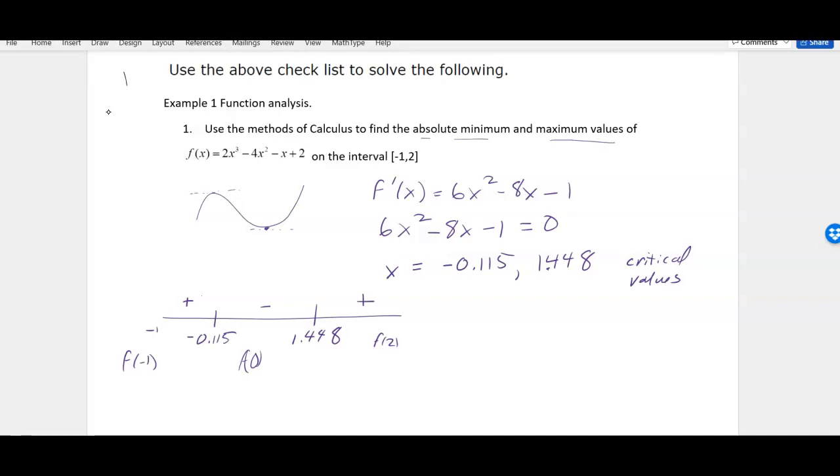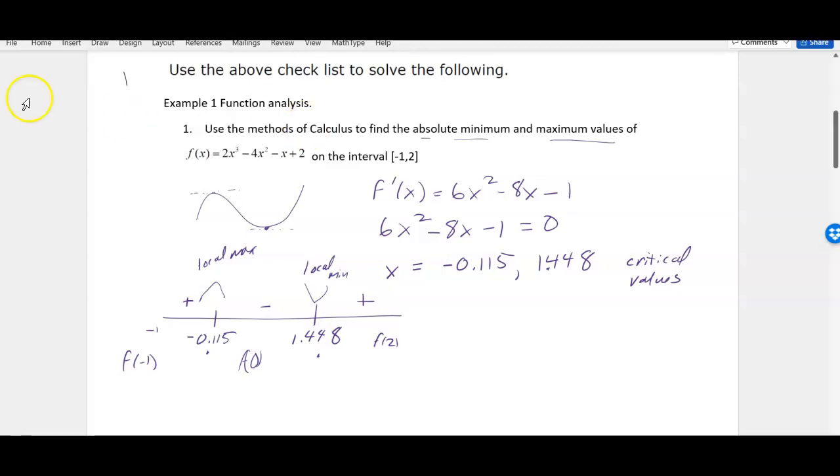So because the derivative goes from positive, so the function is increasing, to negative, the function is decreasing, and then decreasing to increasing, this is a local maximum, and this is a local minimum. So you know those are local maximums or minimums, but on the interval from -1 to 2, are those actually the highest? You don't know that until you also check the endpoints.